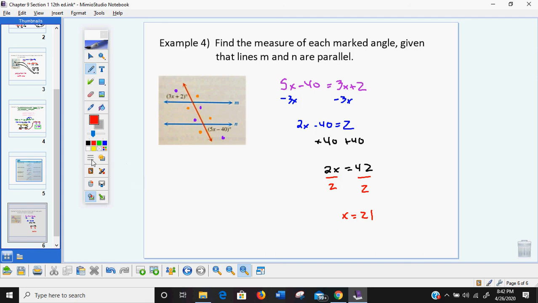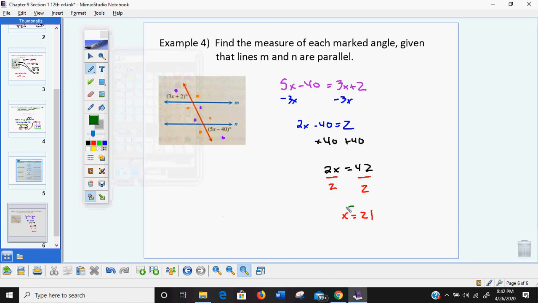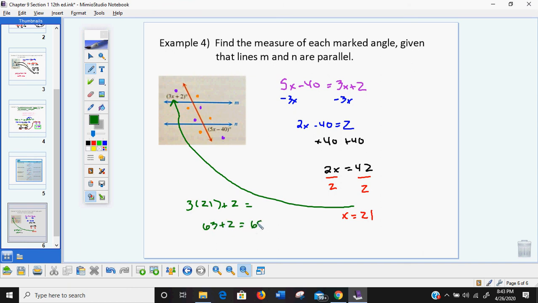So in this case, they asked for the angle. Now because they're equal, I only have to do one, which is kind of nice. I'm going to take this 21 and plug it back in right here. You can pick either one, but I'm going to pick that one. So 3 times 21 plus 2 is going to give me my answer. That's going to be 63 plus 2. And the answer is 65. Since they are equal, I'm done. I have found the measure of both angles.